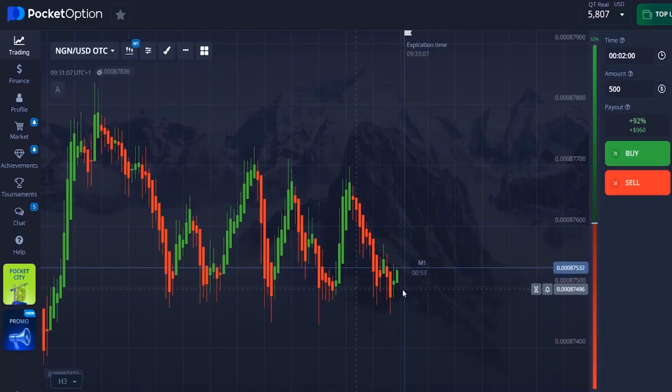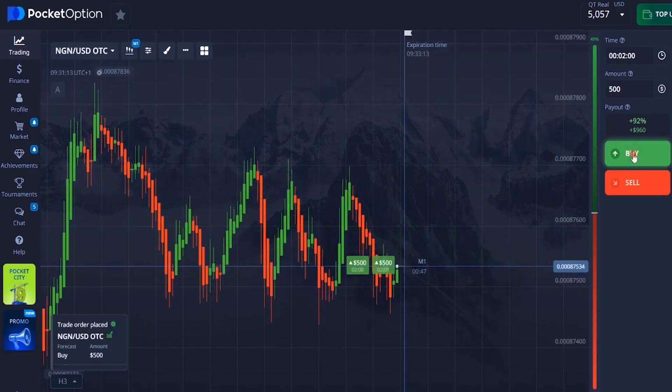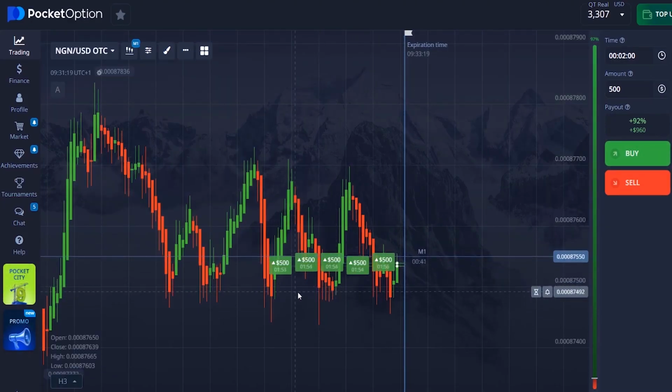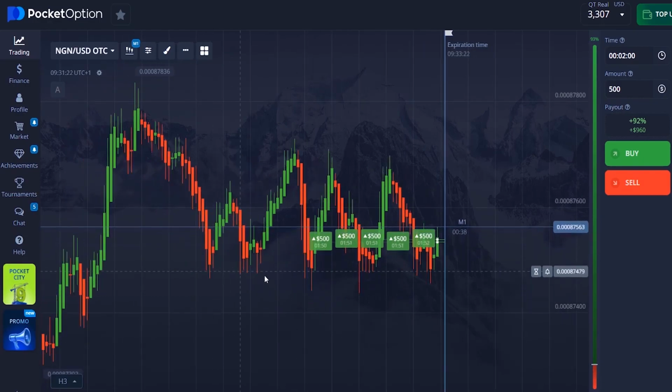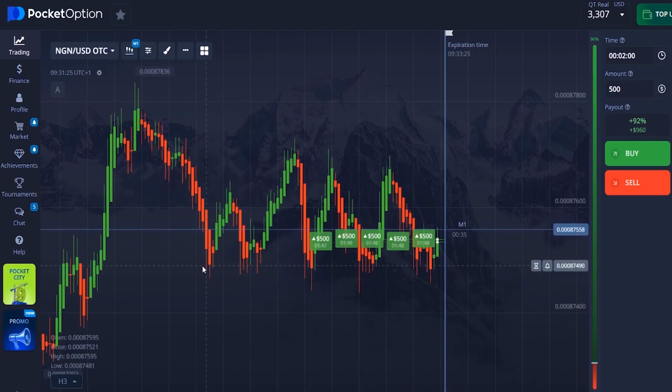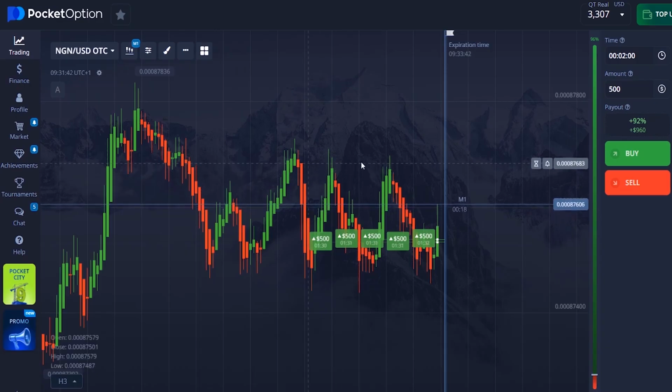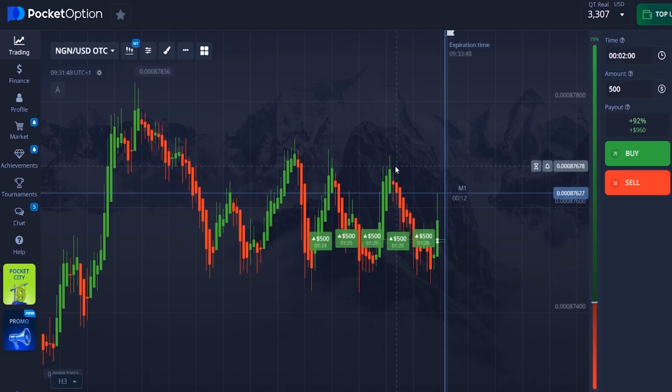Right here I'm finding an opportunity. Right at this point, this is the support zone. The market rejects multiple times right at this level, which makes it a valid support zone. And also this is the resistance level. That is to say, this is where I'm expecting the market to get to right at this point.